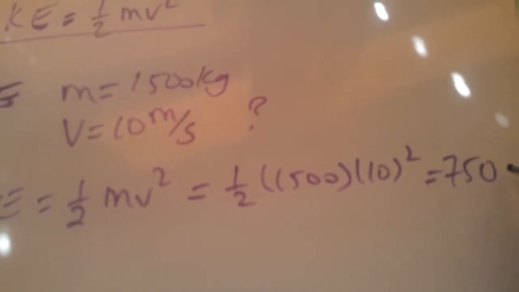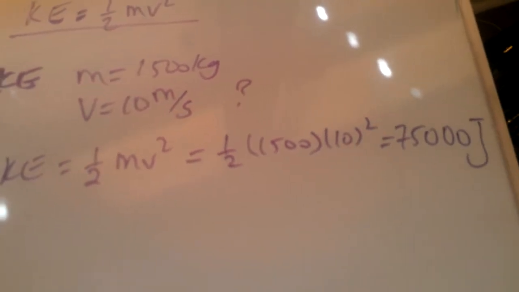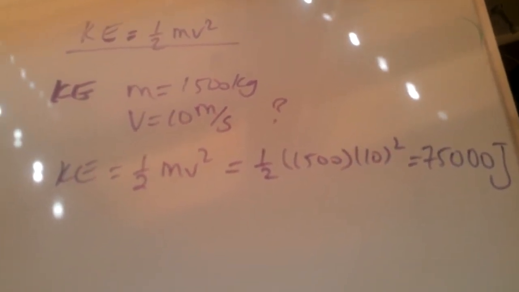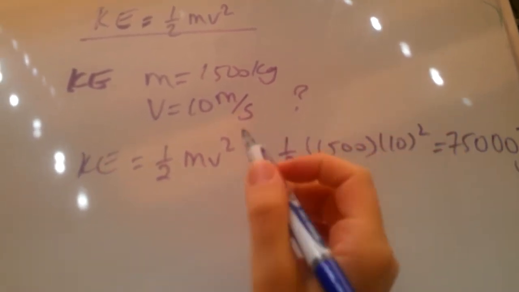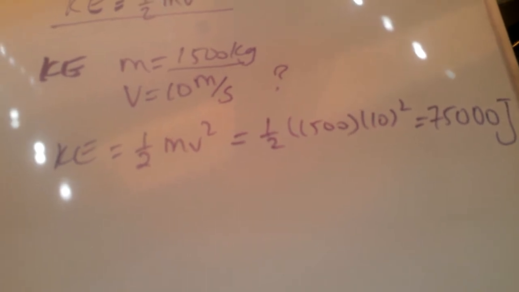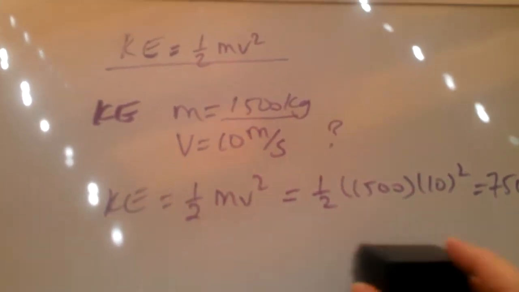and that gives me 750 and then 2 zeros. And it's in joules. So this is basically this big number, 75,000 joules, is the kinetic energy of a car whose mass is 1500 kilograms and goes by 10 meters per second. So this is one of the simplest questions about kinetic energy, the most routine one. So now let's just keep going with these problems.